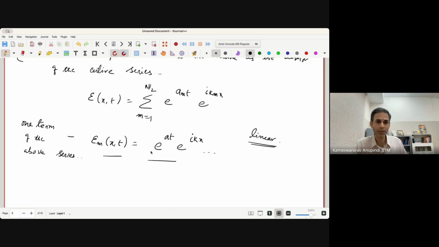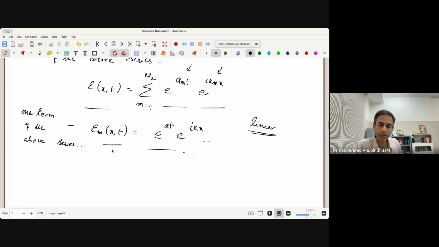And then we have epsilon of x comma t as e to the power a_m t times e to the power i k_m x. This is the spatial variation, and this is the time variation. That is what we have. And then we said that because the governing differential equation is linear, we can just study one term out of this, and that is going to give us the behavior of the entire series, right? That is what we are saying.